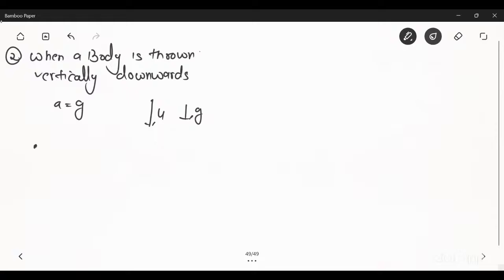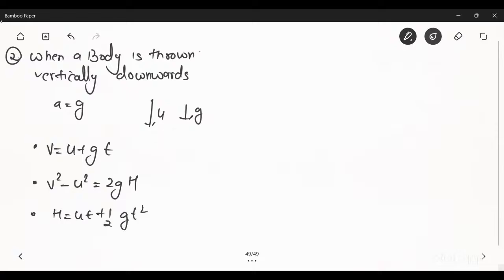So the first equation of motion will become v is equal to u plus gt. The second equation of motion is v square minus u square is equal to 2gh. The third equation of motion will become h is equal to ut plus half gt square. So those were the equations of motion when a body is thrown vertically downward. Now the third concept, when a body falls freely.